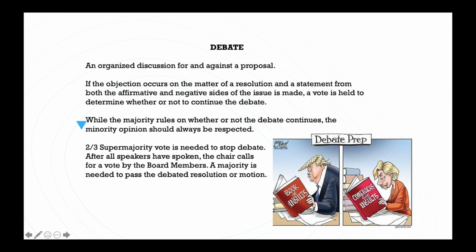A two-thirds supermajority vote is needed to stop debate. After all speakers have spoken, the chair calls for a motion for a vote by the board members. A majority is needed to pass the debate resolution or motion.